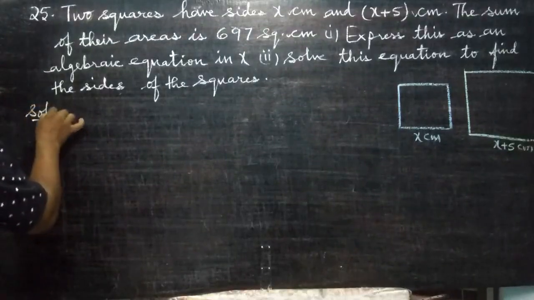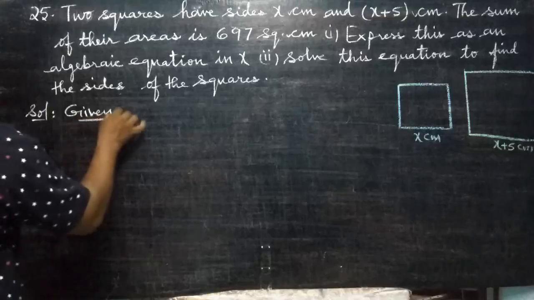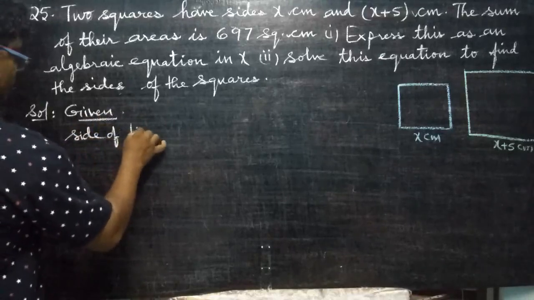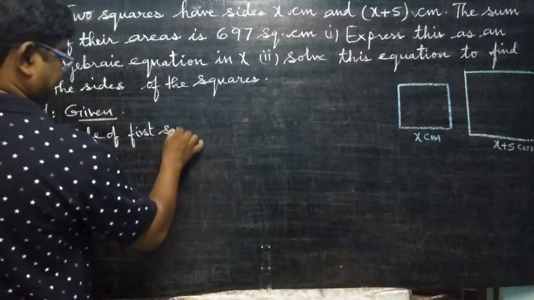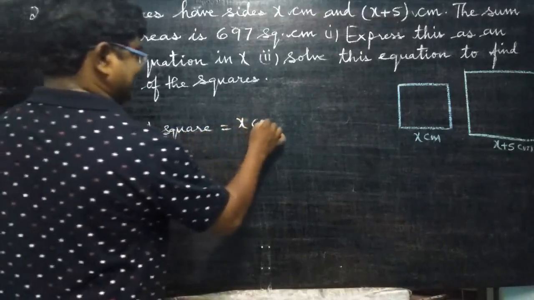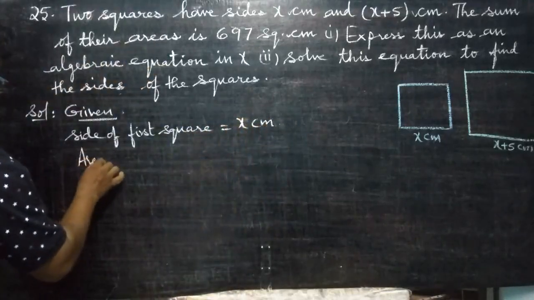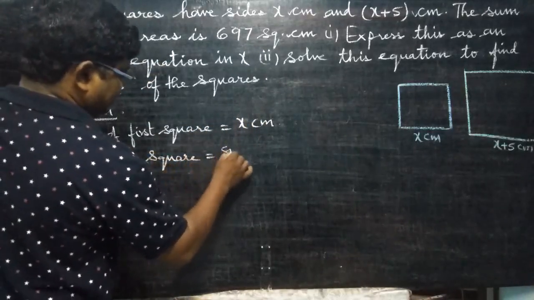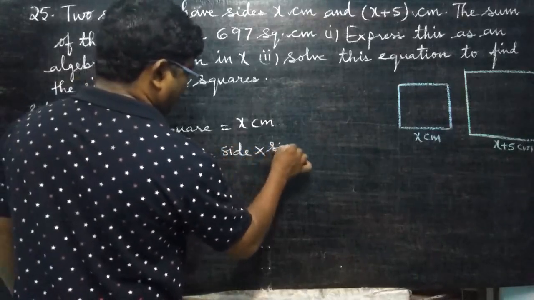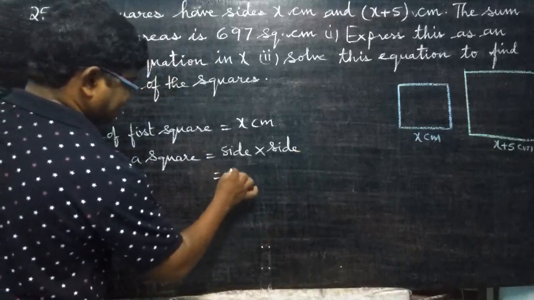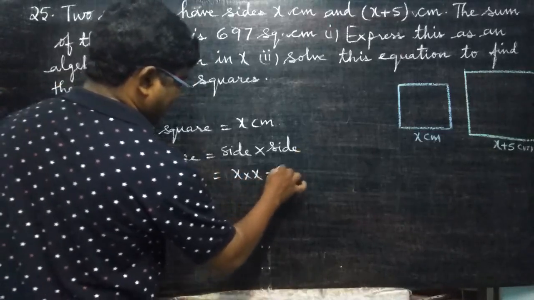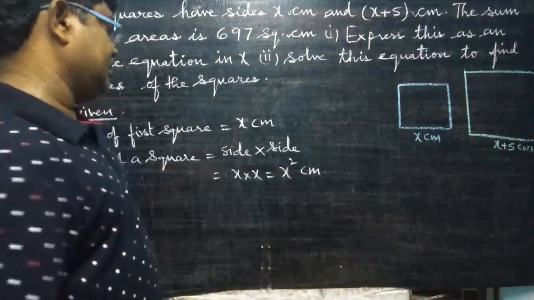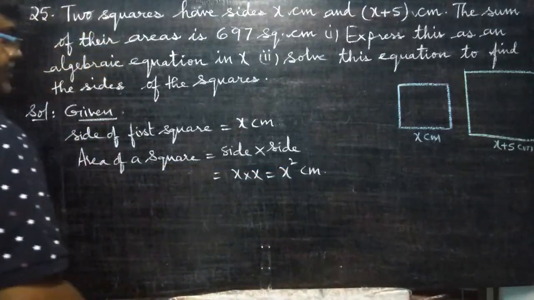Solution: given, side of first square is equal to x centimeters. Now area of a square. What is the formula for area of a square? Side into side, or we can call it a square. So x into x is equal to x square centimeters.